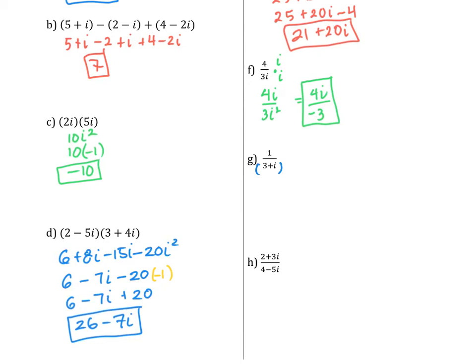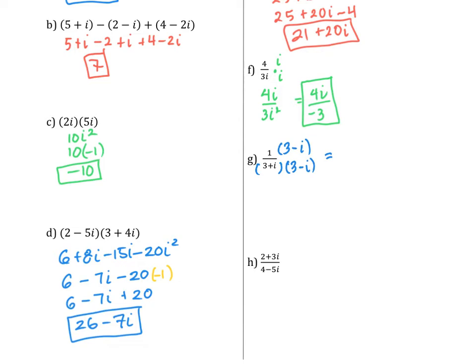If I have two terms, a real and imaginary component, in my denominator, I'm going to multiply by the complex conjugate of the denominator. So this is 3 plus i, so I'm going to multiply by 3 minus i. If I do it to the denominator, I have to also do it to the numerator. Because now in the denominator I have this nice difference of squares, it will end up having only a real component.